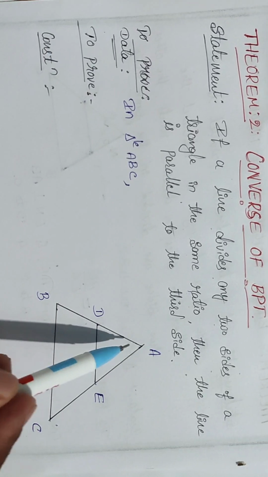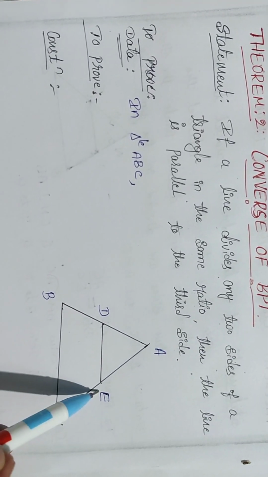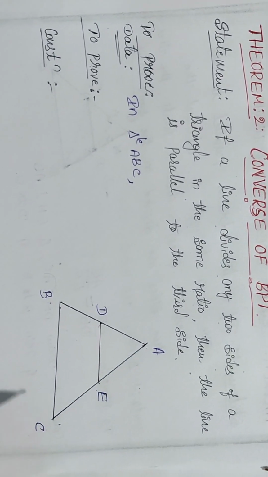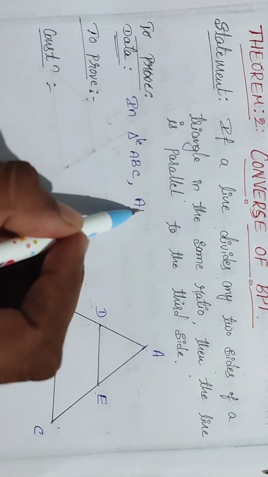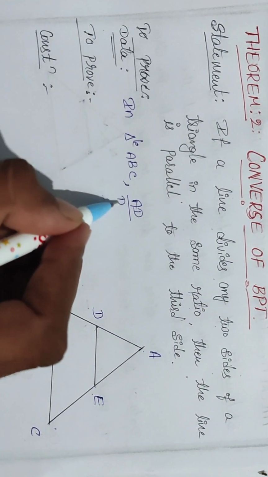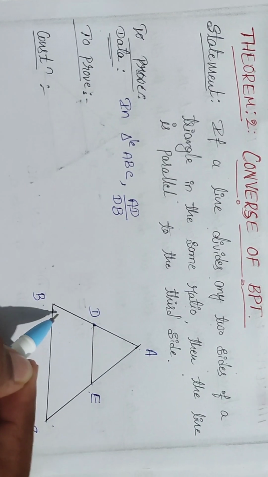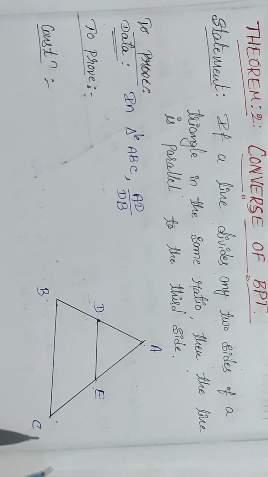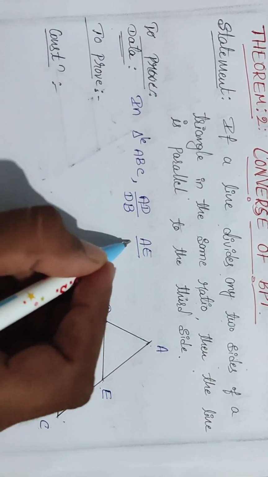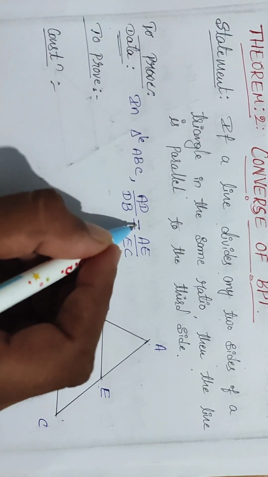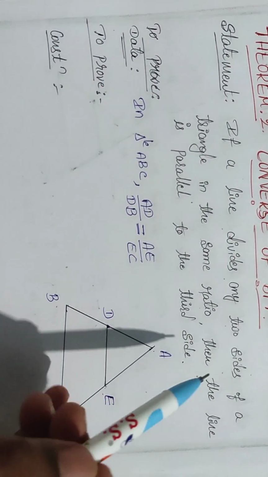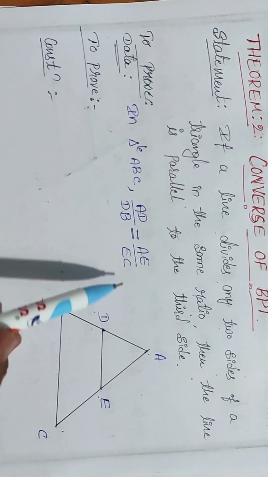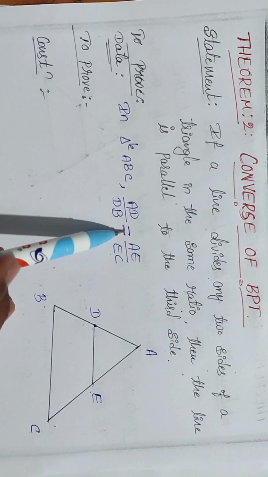In the same ratio means here in triangle ABC, DE is a line drawn which divides the sides of the triangle, that is AB and AC, in the same ratio, which means AD divided by DB, that is D divides AB as AD and DB, and again E divides AC as AE and EC, AE divided by EC. Those are same, or the ratios of those two parts are same. So I have written this, that is two sides of a triangle in the same ratio. The two sides of this triangle are divided in the same ratio.